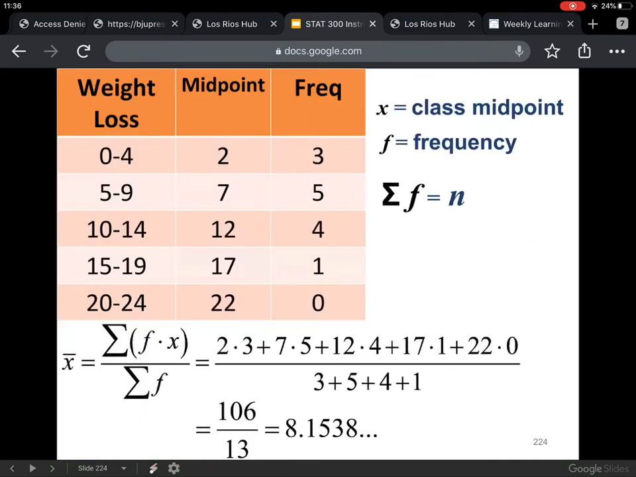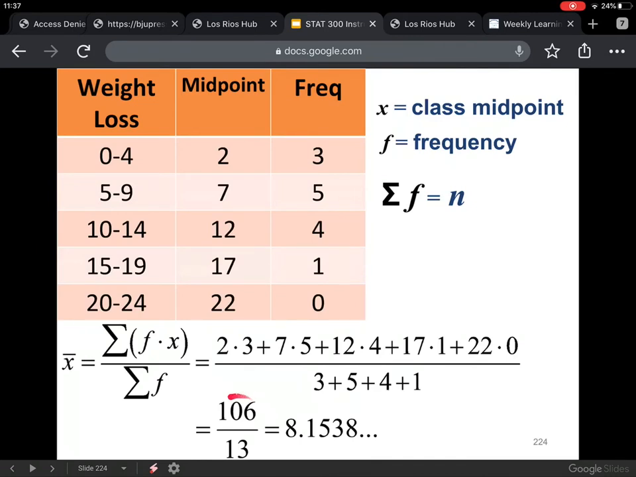So here's the actual calculation. If you find the midpoints, add the two numbers, 0 plus 4 divided by 2, 5 plus 9 divided by 2, 10 plus 14 divided by 2, you get the midpoints here in the middle column. And so what we're doing is we're going to say we have 3 of these, we have 5 of these, we have 4 of 12s, right? 5 of 7s, 3 of the 2s. And that's what this calculation is doing. We're taking 2 times 3, which is the same thing as adding 2 plus 2 plus 2, 3 times, right? So we don't need to necessarily do multiplication, but it makes for less writing.